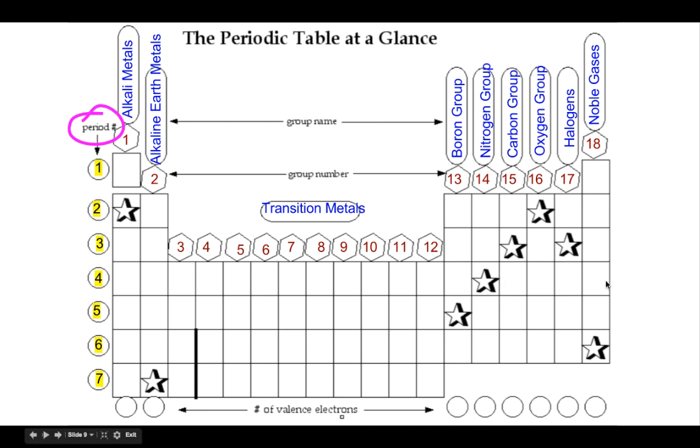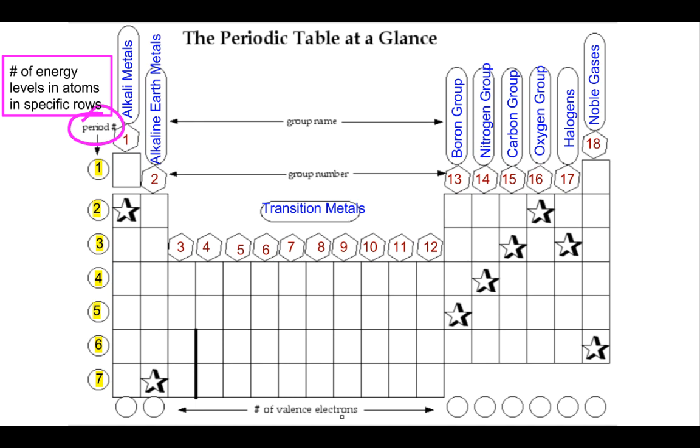And so what does this mean? Well, it's the number of energy levels in the atoms in those specific rows. So anybody in row 1, and there's only 2 of them, only have 1 energy level. Everybody here has 2. Everybody down here has 5 energy levels, and that's going to be really important in a week or so. But for now, you just need to know that it's the number of energy levels they have.